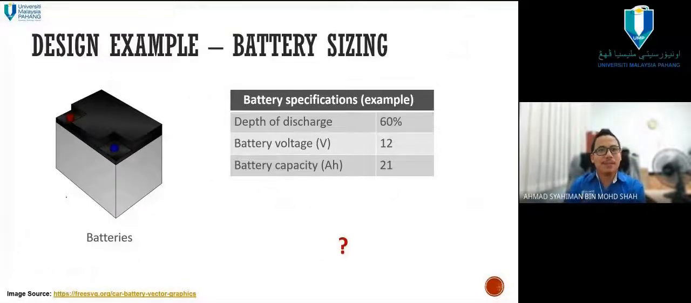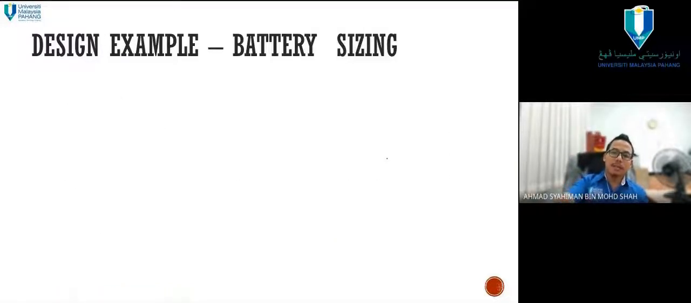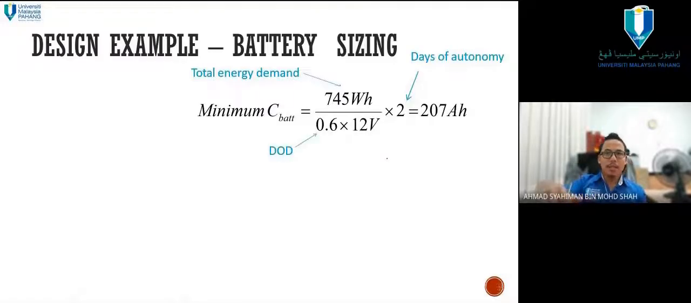Let's go shopping. Okay, design example. Battery sizing. Let's say we have this kind of battery with depth of discharge 60%, battery voltage 12 volts, and battery capacity 21 Ah. Then the minimum battery capacity that we calculated just now, let's say the same 745. The DOD is already mentioned in the battery datasheet, 60% or 0.6.